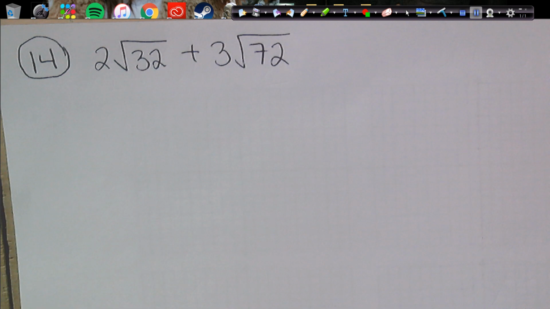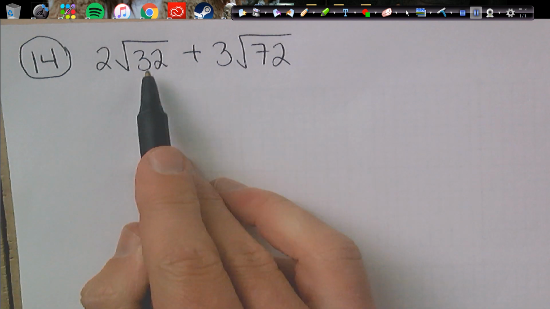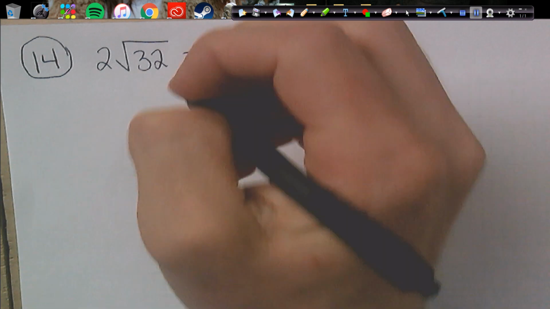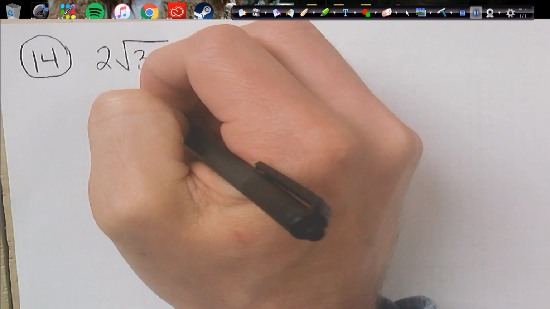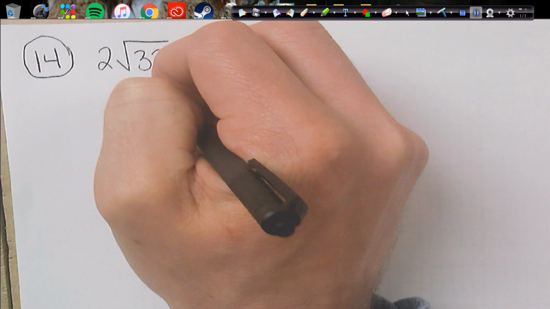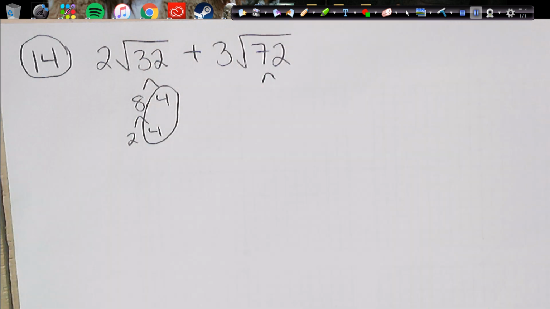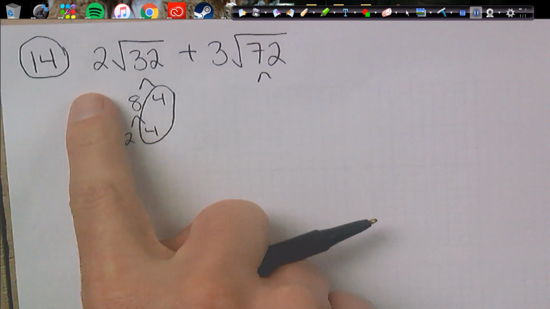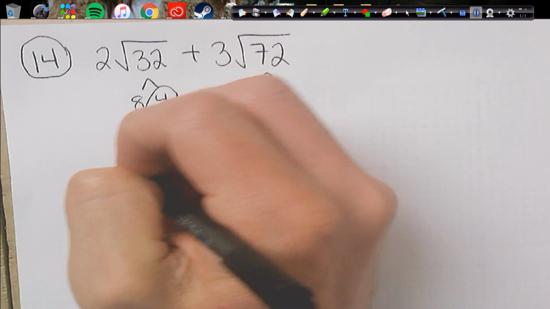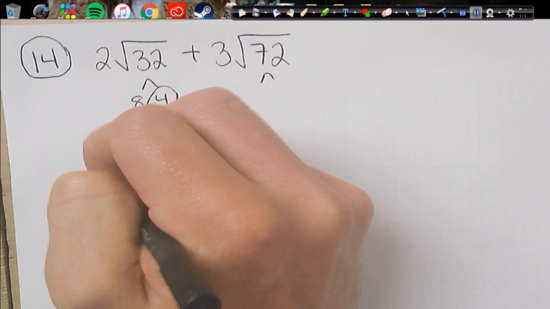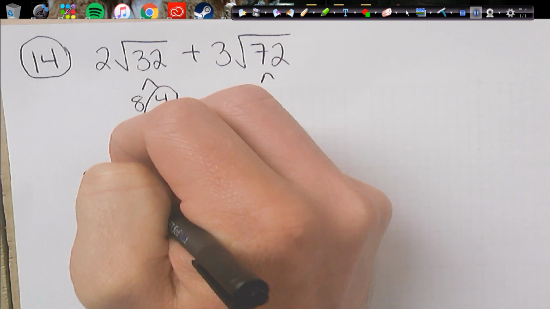Okay. So we cannot combine these because the base numbers are not the same. So what we want to do is break these down. So I believe this is 8 and 4, and then that's 2 and 4, so I can pull a 4 out. But when I take the 4 on the outside, it has a 2 out here, so it's going to become 2 times 4, which is 8, and then we have this left over.